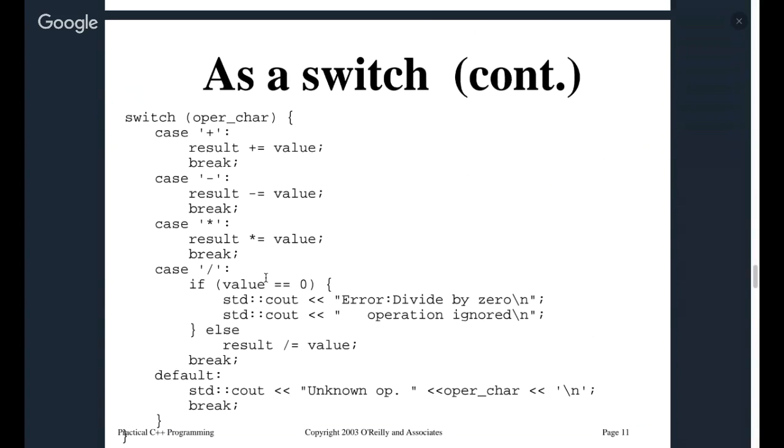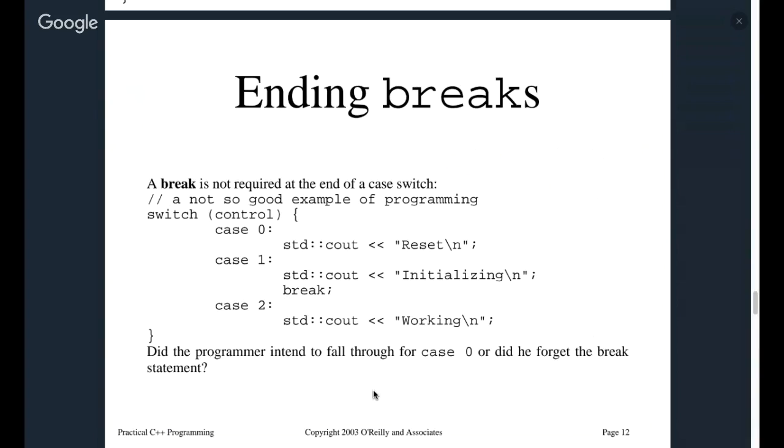On this one here, we have a switch using a char operator: plus, minus, times, divide. It also does an if statement inside of this one to determine whether it's a divide by 0 or not, which is a good idea to catch. And then lastly, if none of these cases match the char operator, it couts unknown operator to the screen.